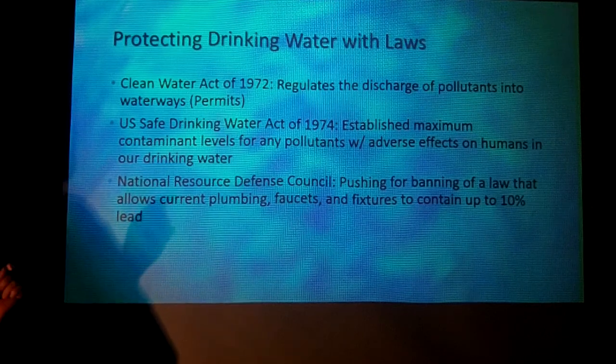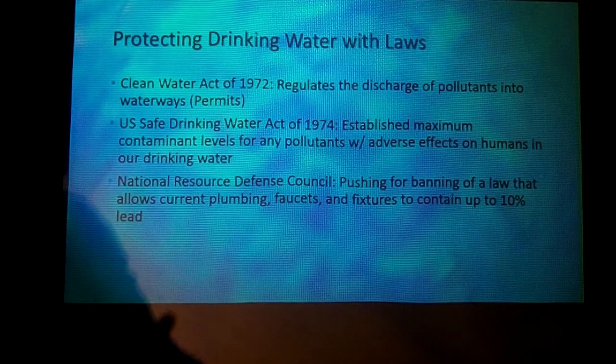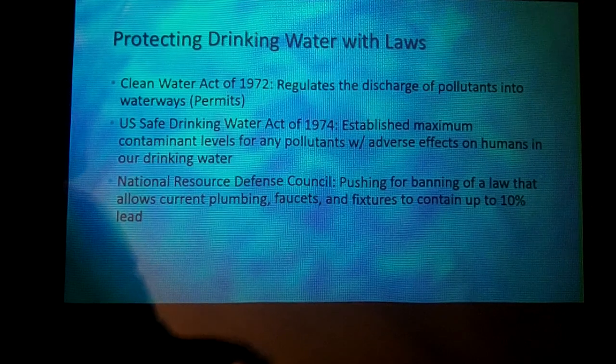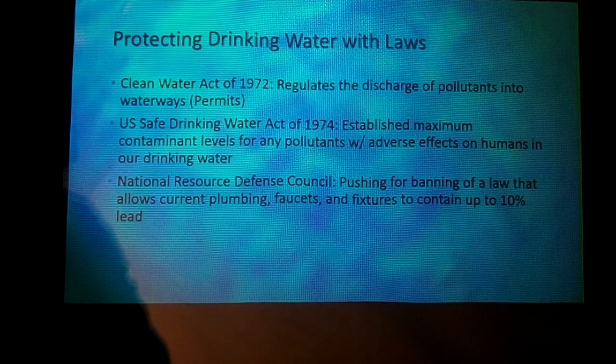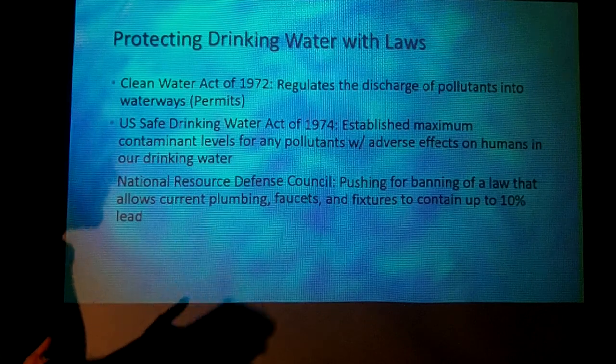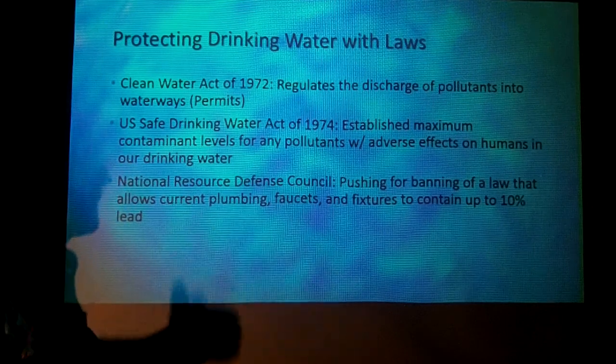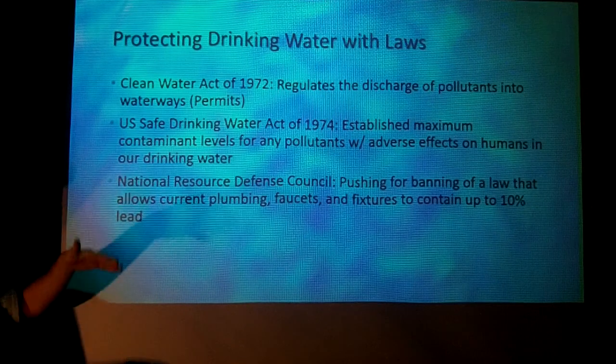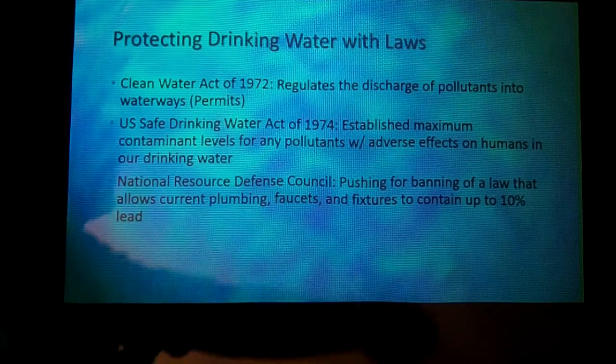The Safe Drinking Water Act 1974 establishes maximum contaminant levels for any pollutants with adverse effects on humans in our drinking water. Okay, that's a mouthful. So the U.S. Safe Drinking Water Act deals specifically with what we are drinking, what comes into our tap. The Clean Water Act deals with what can get discharged into the waterway.